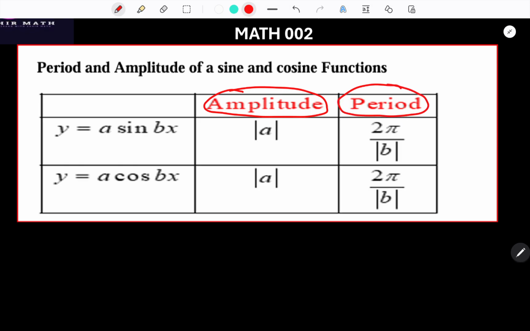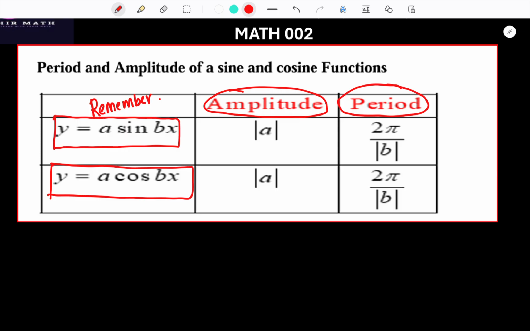Very easy. First of all, this is the general equation, or you can say the pattern, of the sine curve. And this is the pattern of the cosine curve. Every time, you should remember this equation. What is your sine curve? Y equals a sine bx. What is your cosine curve? Y equals a cosine bx.